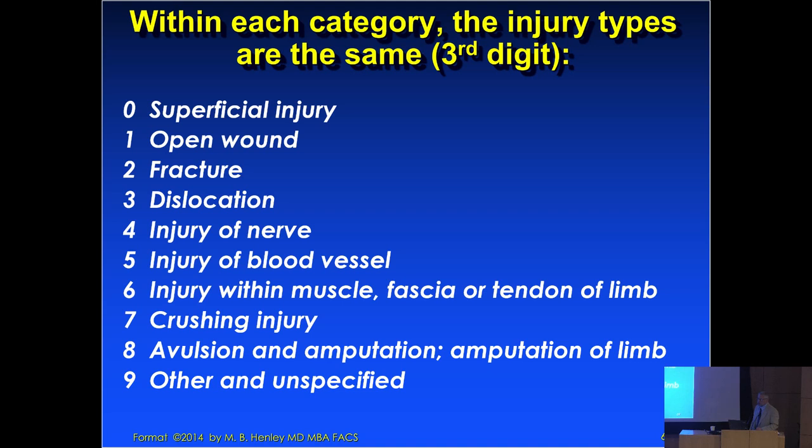And so 0 is a superficial injury, 1 is an open wound, 2 is a fracture. Remember, S72 was a subtrochanteric femur fracture: the S from the injury chapter, the 7 for the femur, and the 2 for the fracture. So anytime you see a 2 in an S code, you know it's a fracture. A 3 is a dislocation. 4 is an injury to a nerve, and so on. And if you have both a fracture with a nerve injury, you're going to have 2 separate codes by anatomical site. 7 is a crush, 8 is an avulsion or amputation, and 9 is other or unspecified.